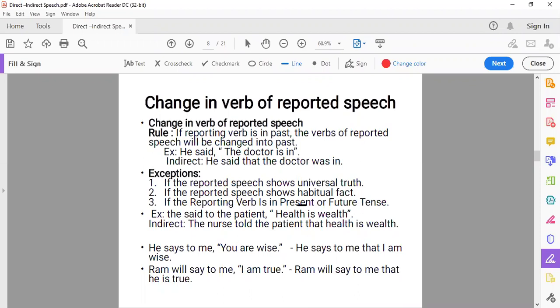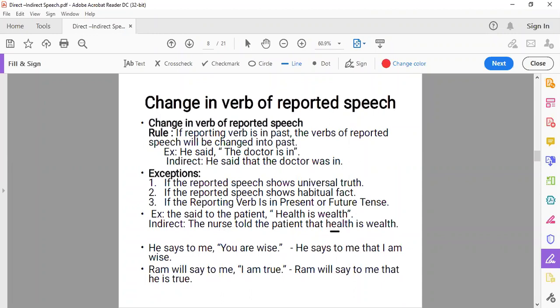If the reporting verb is in the present or the future tense, this is the third exception, or you can call it another rule, rule number 2 or exception number 3. If the reporting verb is in present or future tense. Earlier what did we say? If the reporting verb is in past. Now what are we saying? If the reporting verb is in present or future tense, we will not change the tense of the reported speech. See the example. The nurse said to the patient, health is wealth. The nurse told the patient that health is wealth.